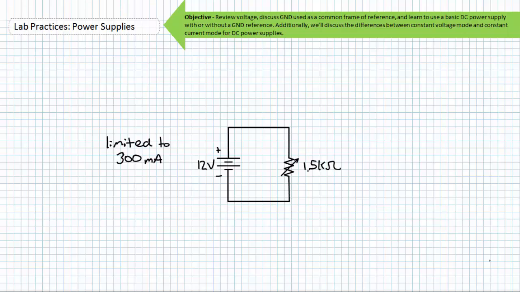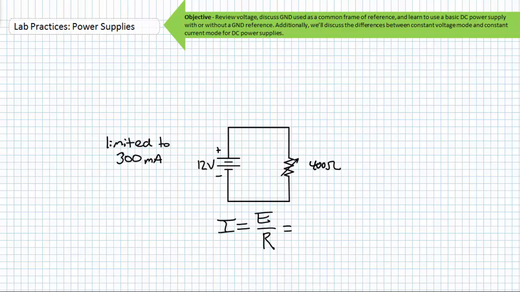Consider an adjustable resistor hooked up to this 12-volt power supply that is limited to 300 milliamperes. What is the current draw when the adjustable resistor is set to 1.5 kiloohms? Ohm's law states that current is equal to voltage divided by resistance. 12 volts divided by 1.5 kiloohms yields an expected current draw of 8 milliamperes. 8 milliamperes is well within our 300 milliampere limit, so no problem. This power supply is in constant voltage mode.